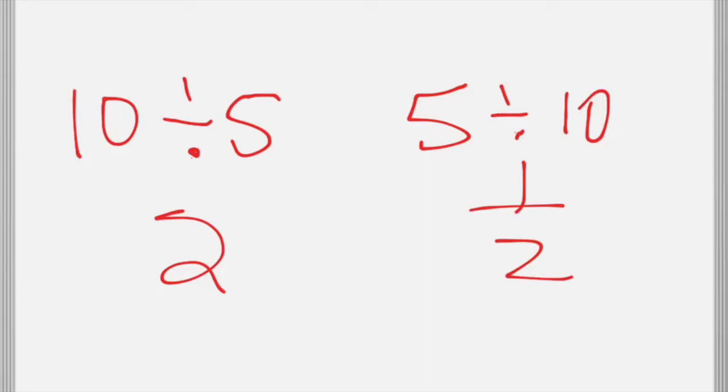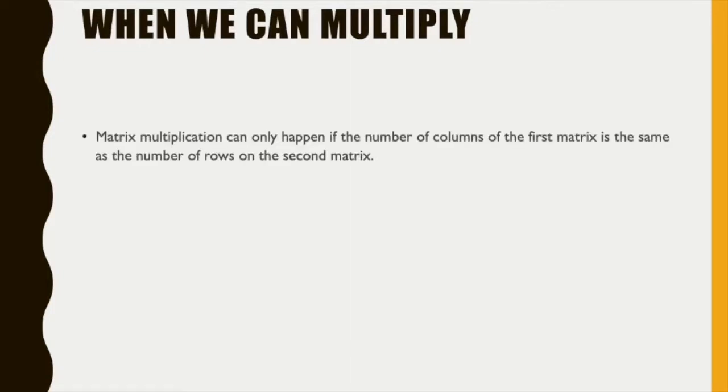So we're going to now talk about multiplying matrices. When can we multiply them? And multiplication with matrices is not commutative. So let's look at that. Matrix multiplication can only happen if the number of columns of the first matrix is the same as the number of the rows of the second matrix.